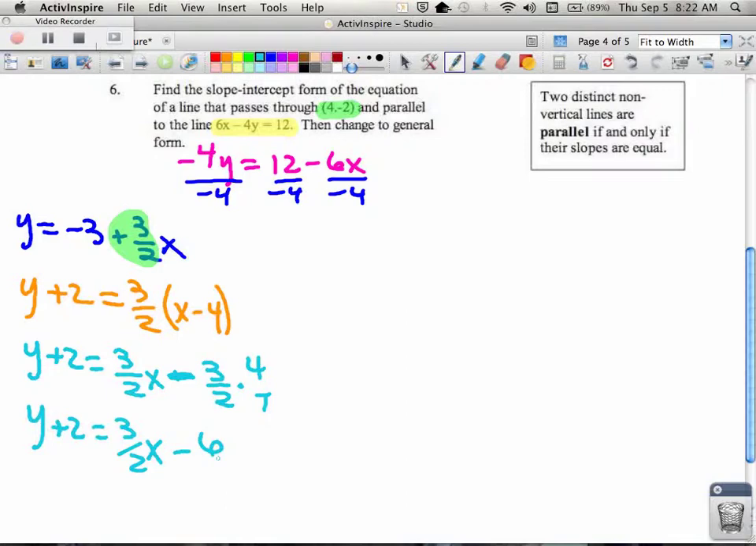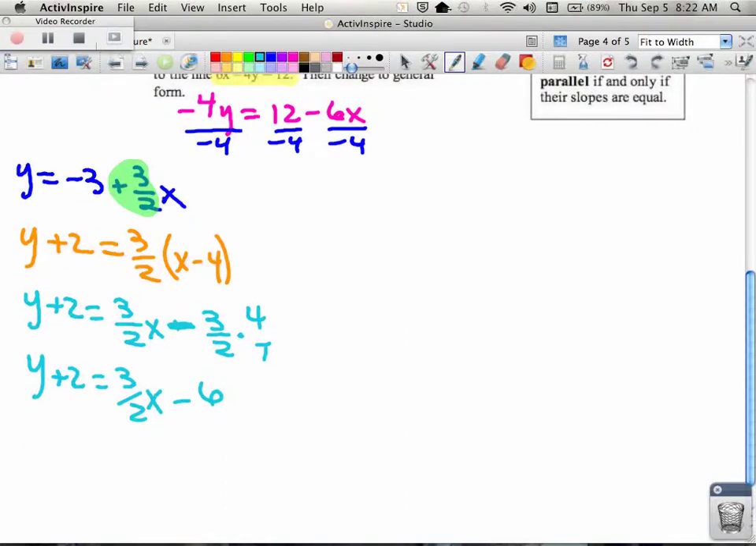And I'm still not in slope-intercept form because the 2 is on the left. So if I move the 2 to the right, I have y equals 3/2 x. And then if I move the 2 to the right, it becomes negative 2. So I have minus 6 and minus 2, which is minus 8. Now this equation is the answer to the first part.